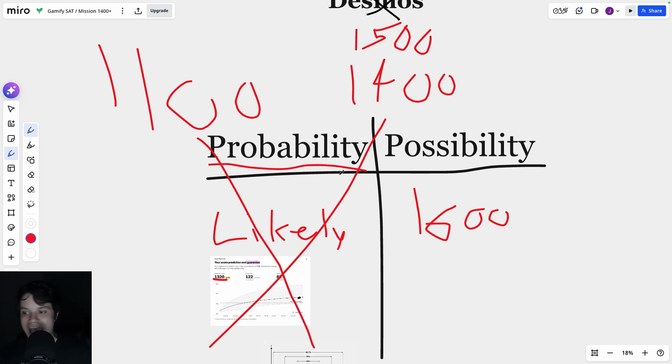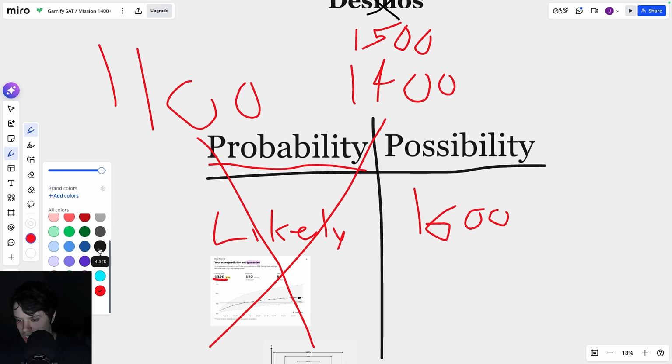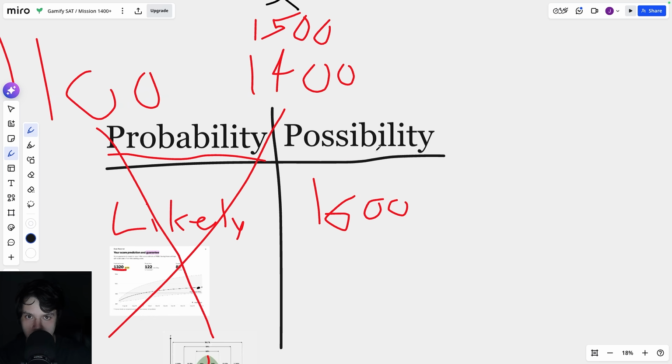Let me give you some actually actionable stuff on this, because it's not just this. Yes, it always is possible, but there are definitely some things you could theoretically do to close off this possibility. For example, if you left every single question on the test blank, it is no longer even possible that you got a 1600. There's literally zero chance that you could get a 1600 at that point, at least through any legitimate way.